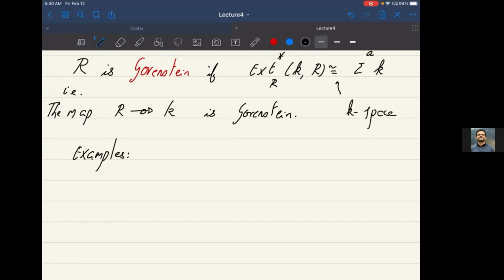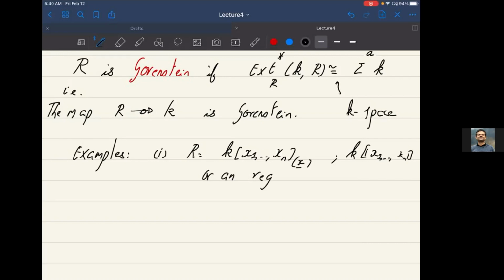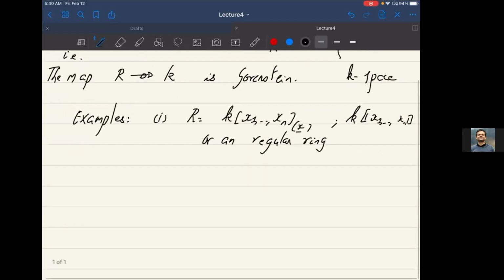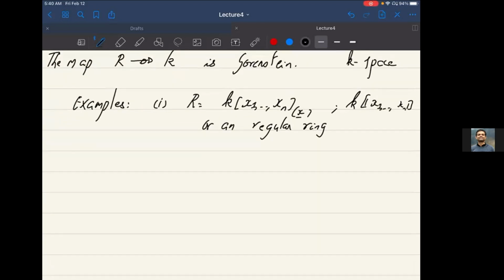So the key example would be when R is a regular ring, so something like a polynomial ring in a certain number of variables. But since I'm dealing with the local case, maybe I localize at the variables, or maybe I look at the power series in a certain number of variables. By the way, when I say local, I'm also assuming the ring is Noetherian. That's sort of important. Or any regular ring, anything of finite global dimension, commutative. So that's one example. There's another important class of rings that fits into this called complete intersections.